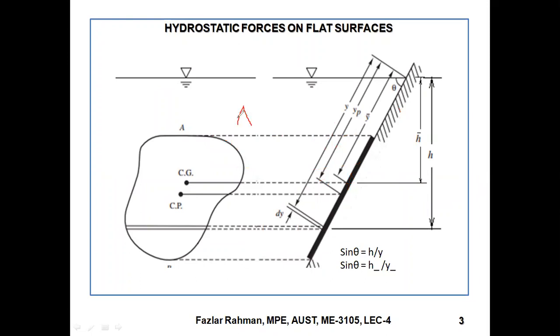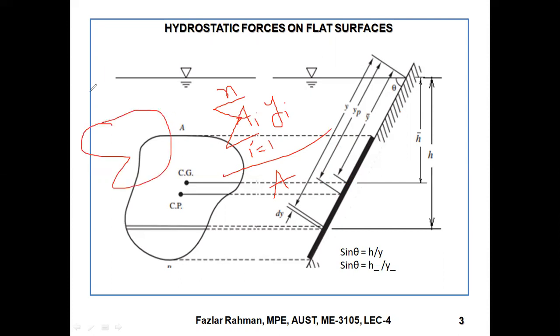If you say area i times y bar i, with i varying from 1 to n, divided by the total area, what will you get? Anyone? You are getting the ycg of the entire body. Say you have a body, this is x, this is y.